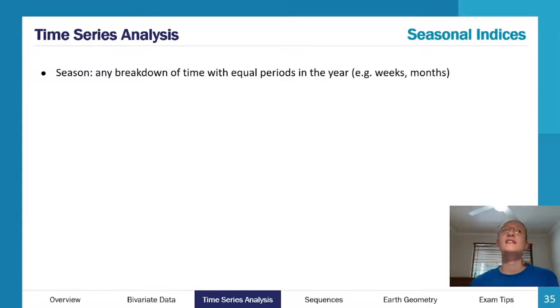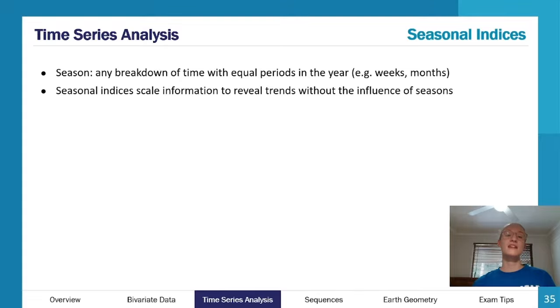But it's not necessarily just limited to that. If we could have a season for each day of the week, like Monday, Tuesday, Wednesday, Thursday, Friday, Saturday, Sunday, that is still a breakdown of time with equal time periods in the year. So just how we looked at smoothing before, smoothing is this technique to overcome the effects of irregular fluctuations, kind of remove the impact of that, see if there's any underlying trends.